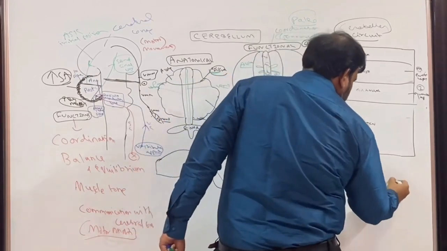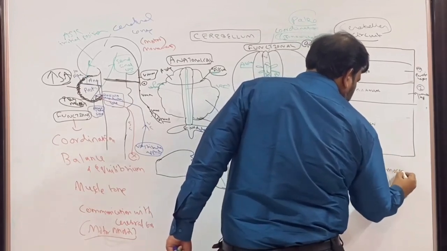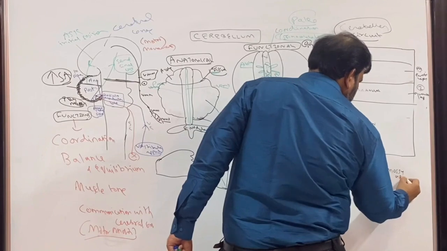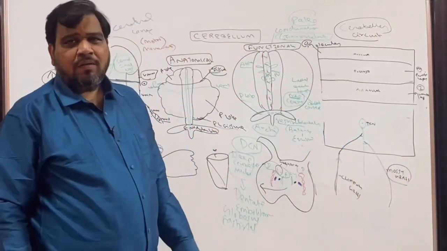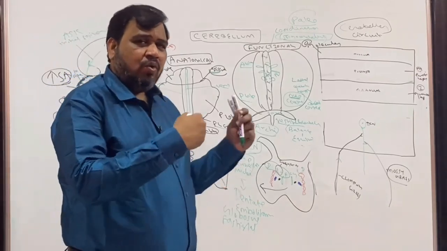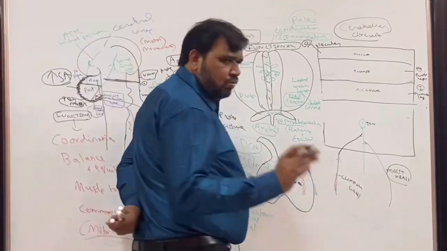And another one is called mossy fibers. Just note it down. So the two inputs coming into the cerebellar cortex are climbing fibers and mossy fibers, but their way of movement is different. Just note it down.